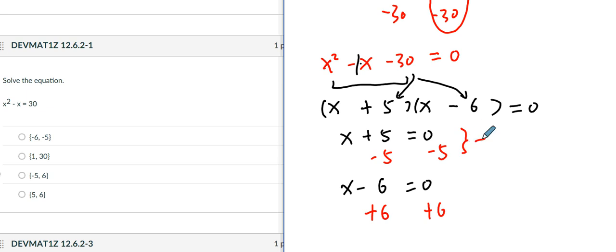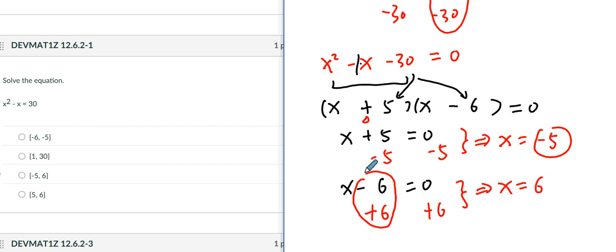This one you end up with x equals negative 5. See again, negative, positive. And then here you end up with x is 6, because those two were cancelled. So again, here is positive. So there are two solutions: negative 5, positive 6, which is the third choice right here.